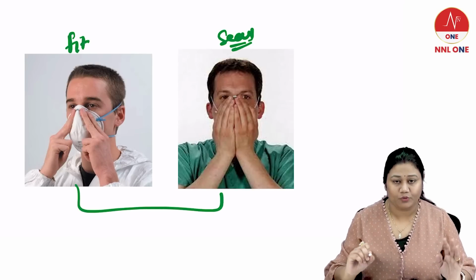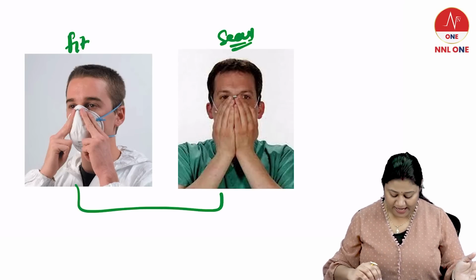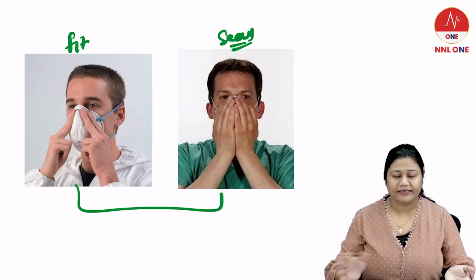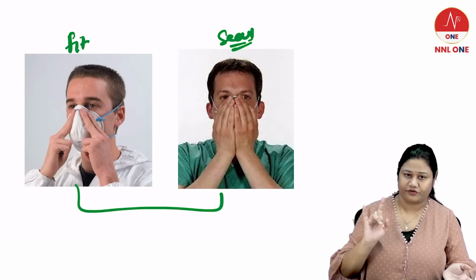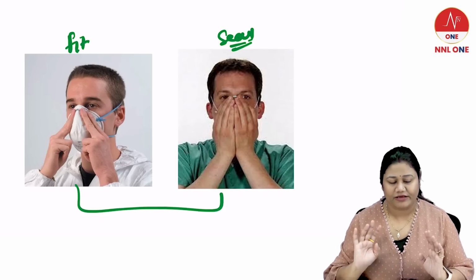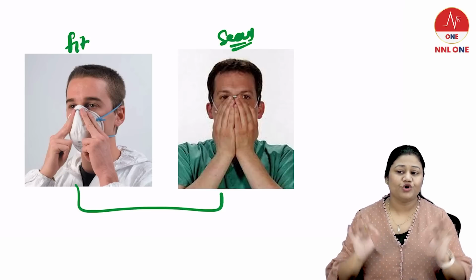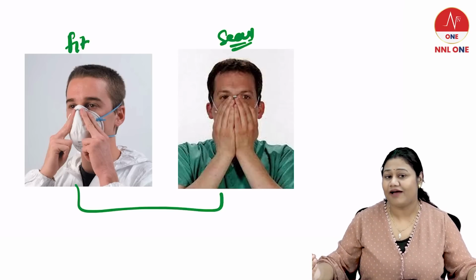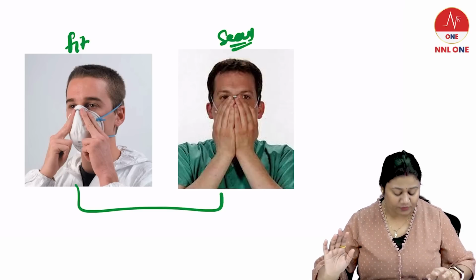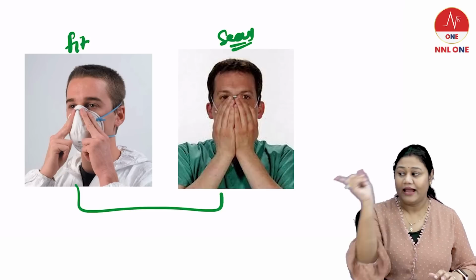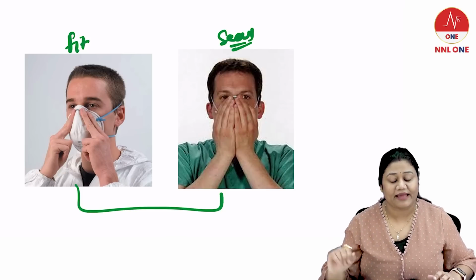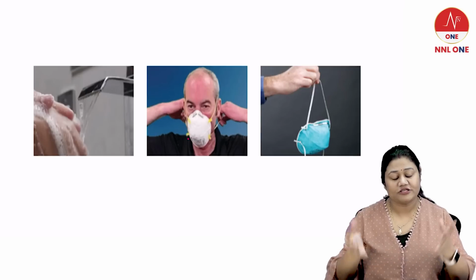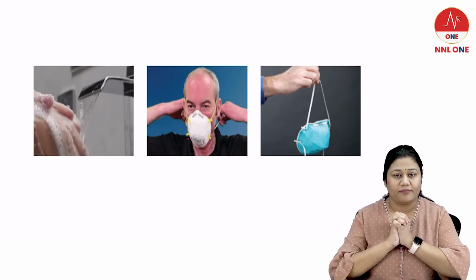Once both tests are okay, you can perform your duty, and you can wear it for your one shift, an 8 hour or 12 hour shift. Once your entire shift is over, I have to remove this respirator. Where will I discard it? In the yellow biomedical waste bin that we have while we are practicing. Before discarding, I will perform hand hygiene.